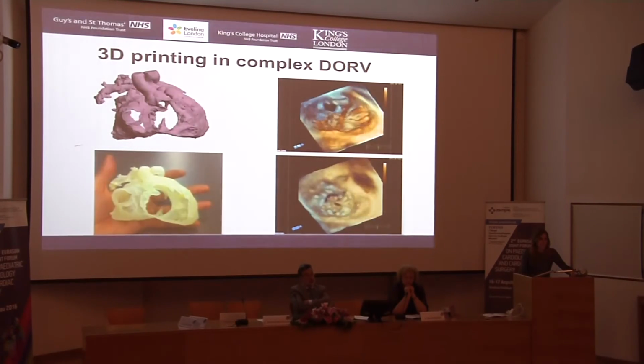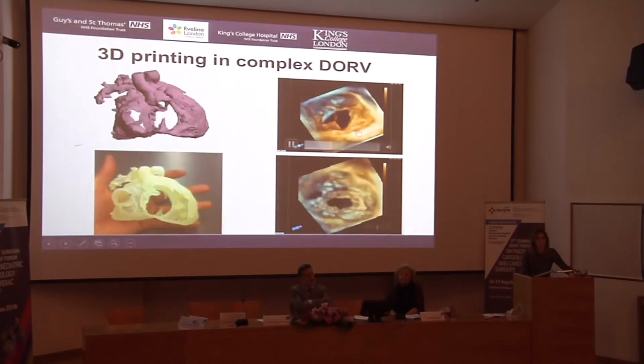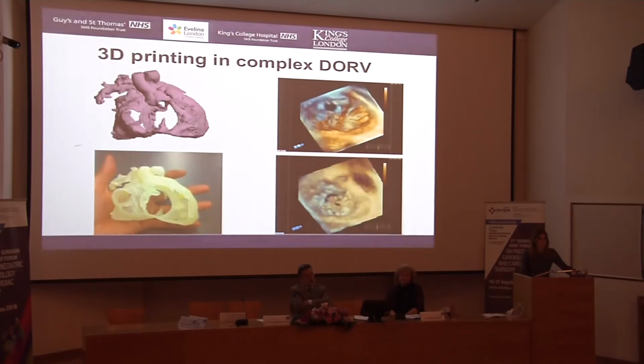But now we have the opportunity to create heart-specific models from different conditions. This is a patient with a double outlet right ventricle, and we have printed a model of the heart. This can be particularly helpful for training purposes, but also for surgical planning. This is a really attractive area, but of course there are limitations, because by the time you produce this printout, you cannot crop it any further, and it reflects only one part of the cardiac cycle. So we cannot really assess dynamic changes in the valves.